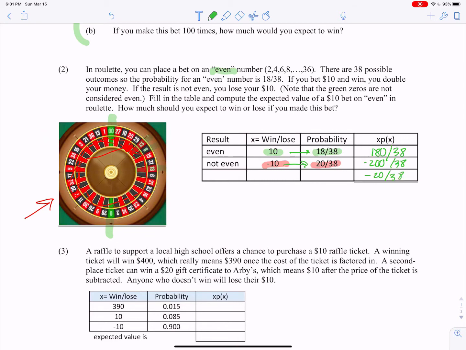Now, negative 20 over 38 is approximately negative 53 cents. So this is about, as a decimal, negative 0.526, or really negative 0.53, because normally we don't think about money to the third decimal place, just to the second. So you're going to lose about 53 cents every time you make this bet. So if you bet 100 times, you would lose about $53.